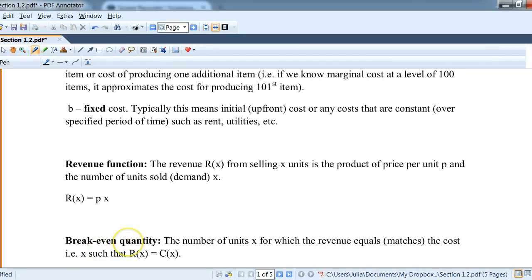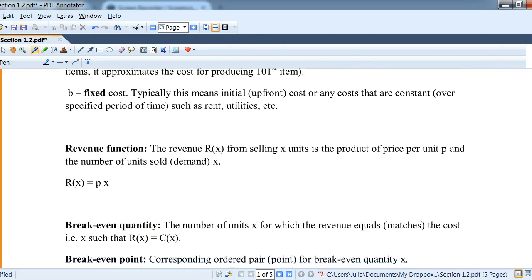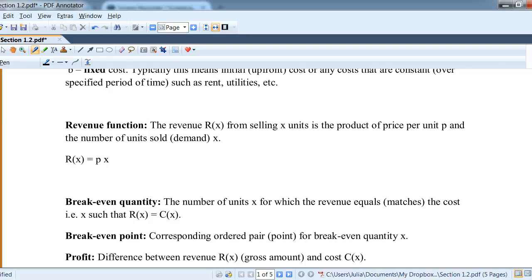Break-even quantity, basically, how many items do we need to sell in order to match the revenue with the cost? So we're not making a profit yet, but another definition you can think of is that the profit is zero. So that's a couple of ways to solve for x. You can either set them equal to each other, or you can find the profit function, set it equal to 0, and solve for x.